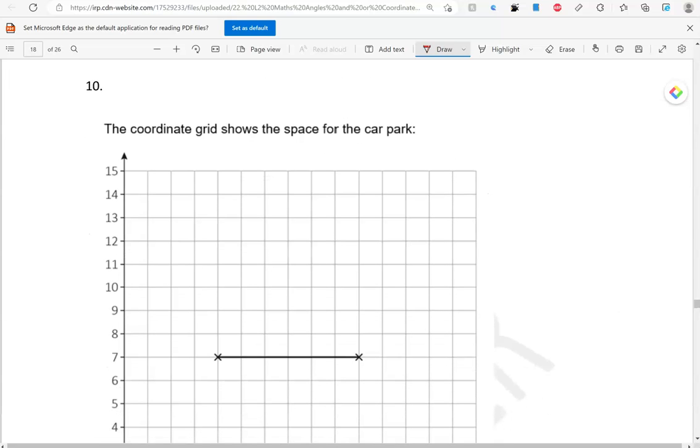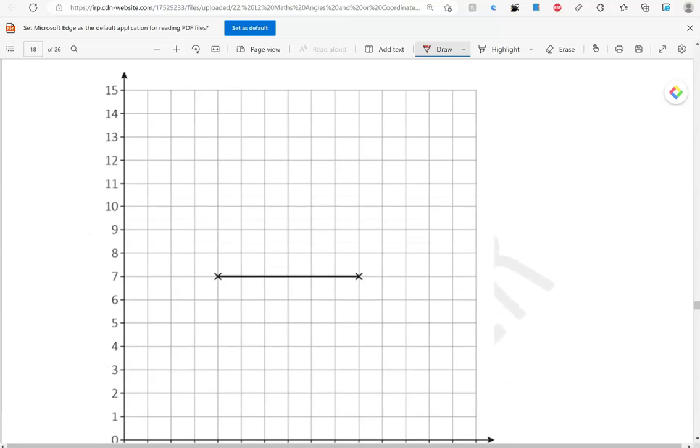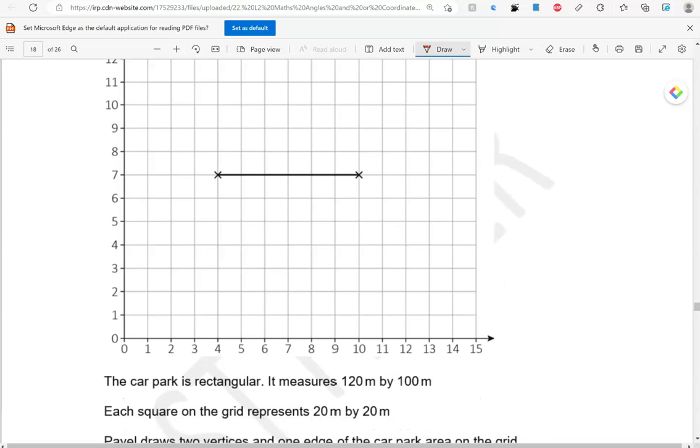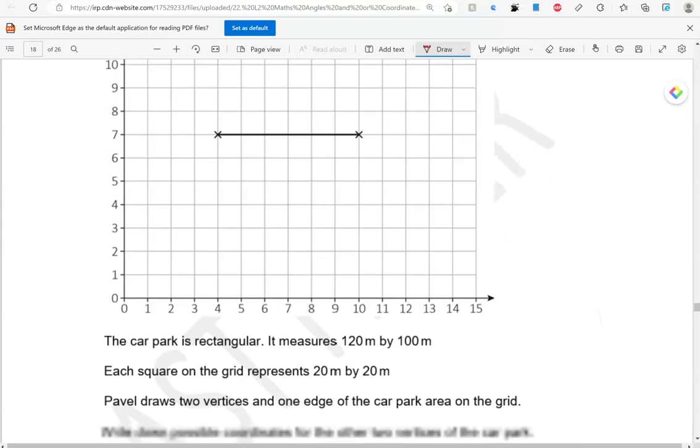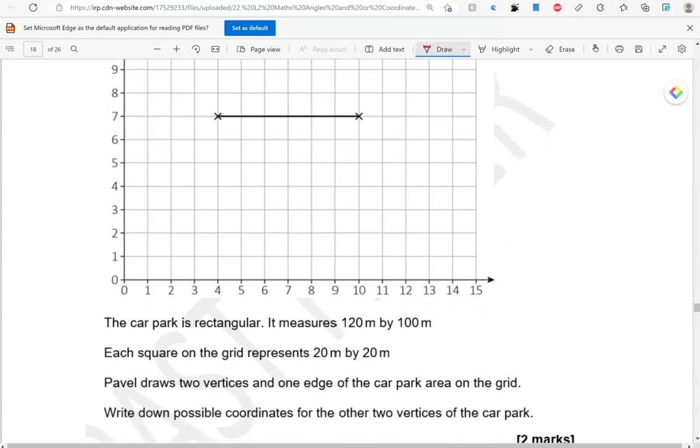The coordinate grid shows the space for the car park. The car park is rectangular. It measures 120 meters by 100 meters. Each square on the grid represents 20 meters by 20 meters. Pavel draws 2 vertices and 1 edge of the car park area on the grid. Write down possible coordinates for the other 2 vertices of the car park.